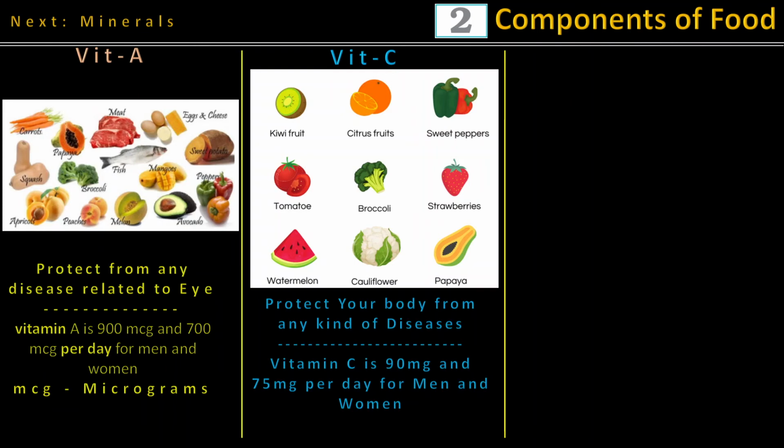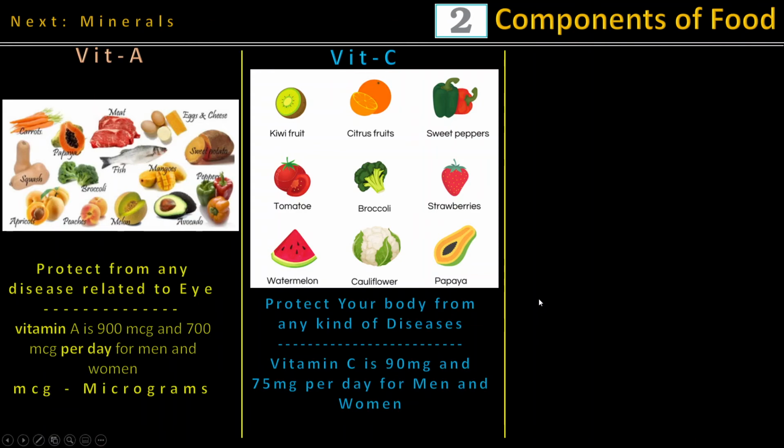So this protects your body from any kind of disease, like if you are suffering from cold, fever, and nowadays the corona has come. So many diseases are there, and vitamin C content food will protect from all kinds of disease if you take it properly. How much do you need to take? 90 milligrams, not micrograms, which is more than micrograms. 90 milligrams for men and 75 milligrams for women, every day.